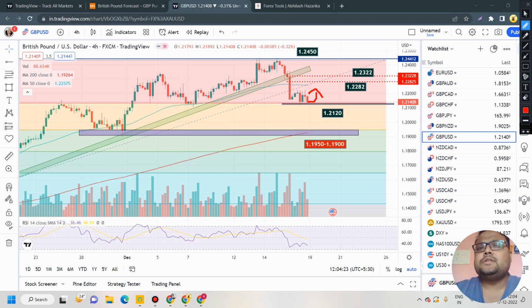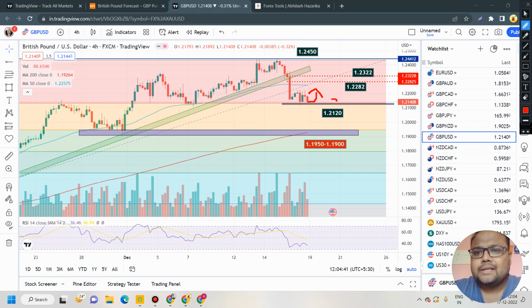Usually we do not get to see much movement or volatility during the first half, especially during the Asian and the European session. So by the US session, if you see the market going up, then if you want, with proper risk management, you can take a buy position. But personally, I will avoid.